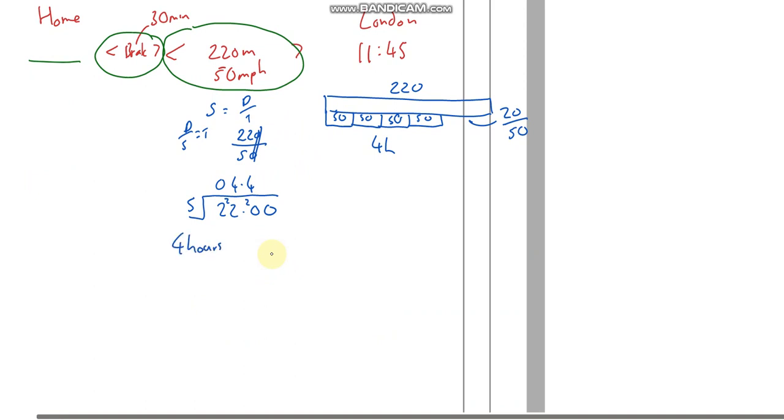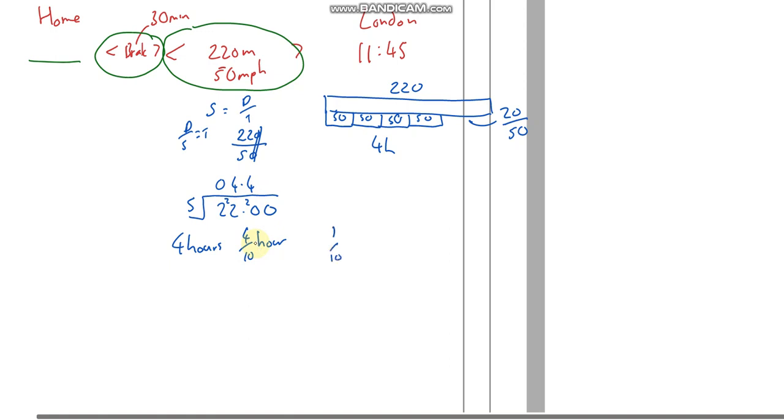And what's 0.4 of an hour? I'm going to call that 4/10 of an hour. Yeah, because that's in decimal terms. So 0.4 is 4 tenths. So 4/10 of an hour. So that means a tenth of an hour.